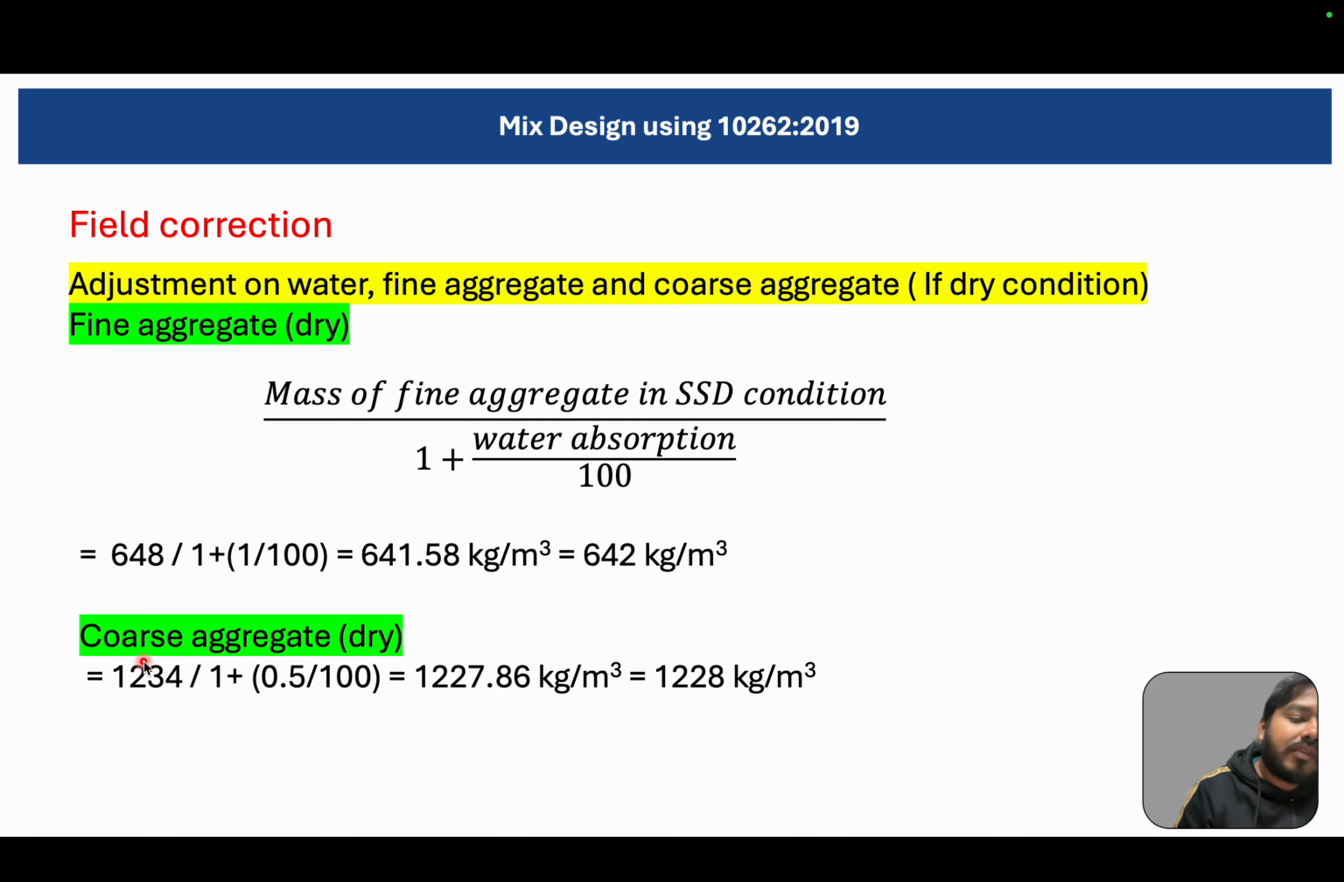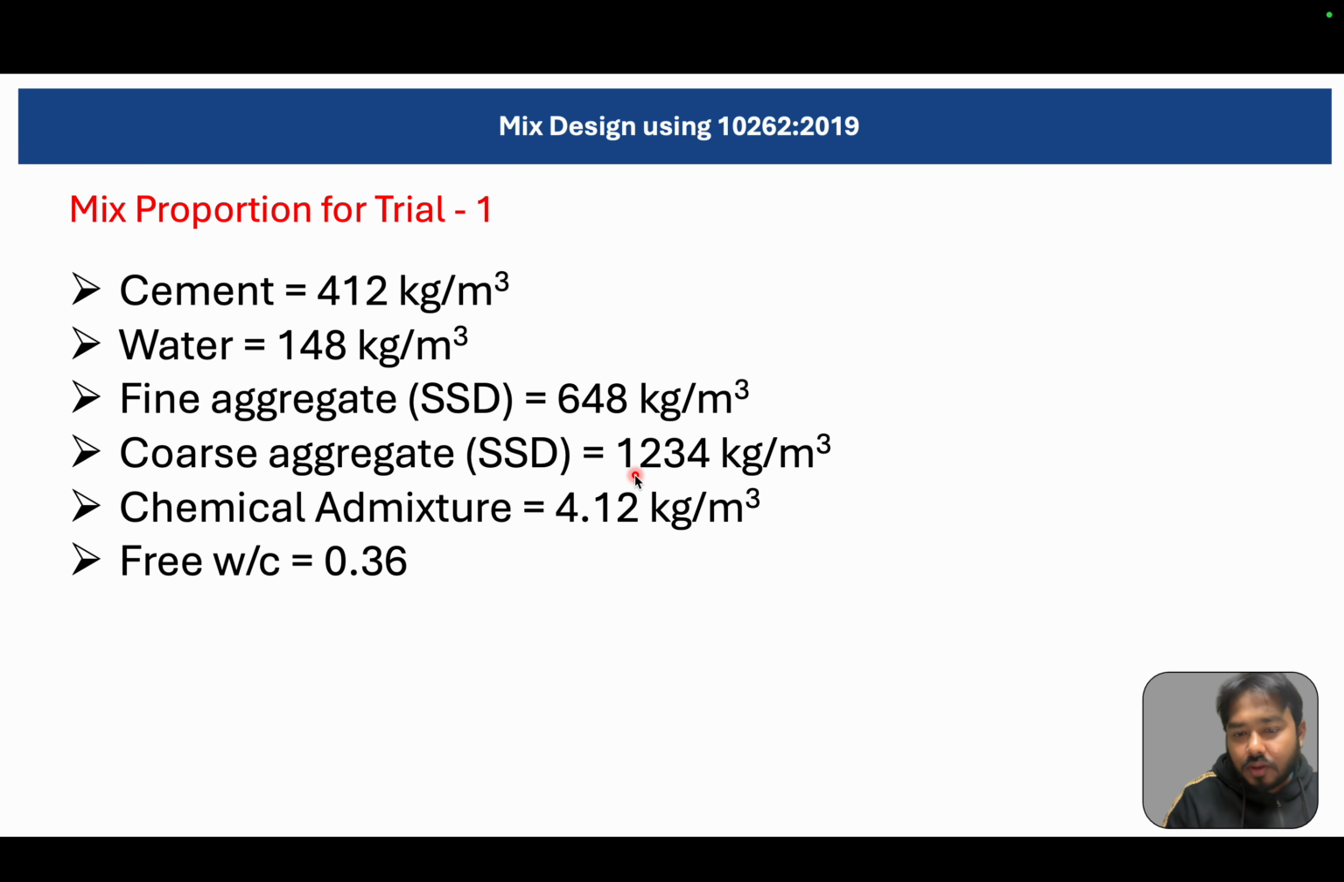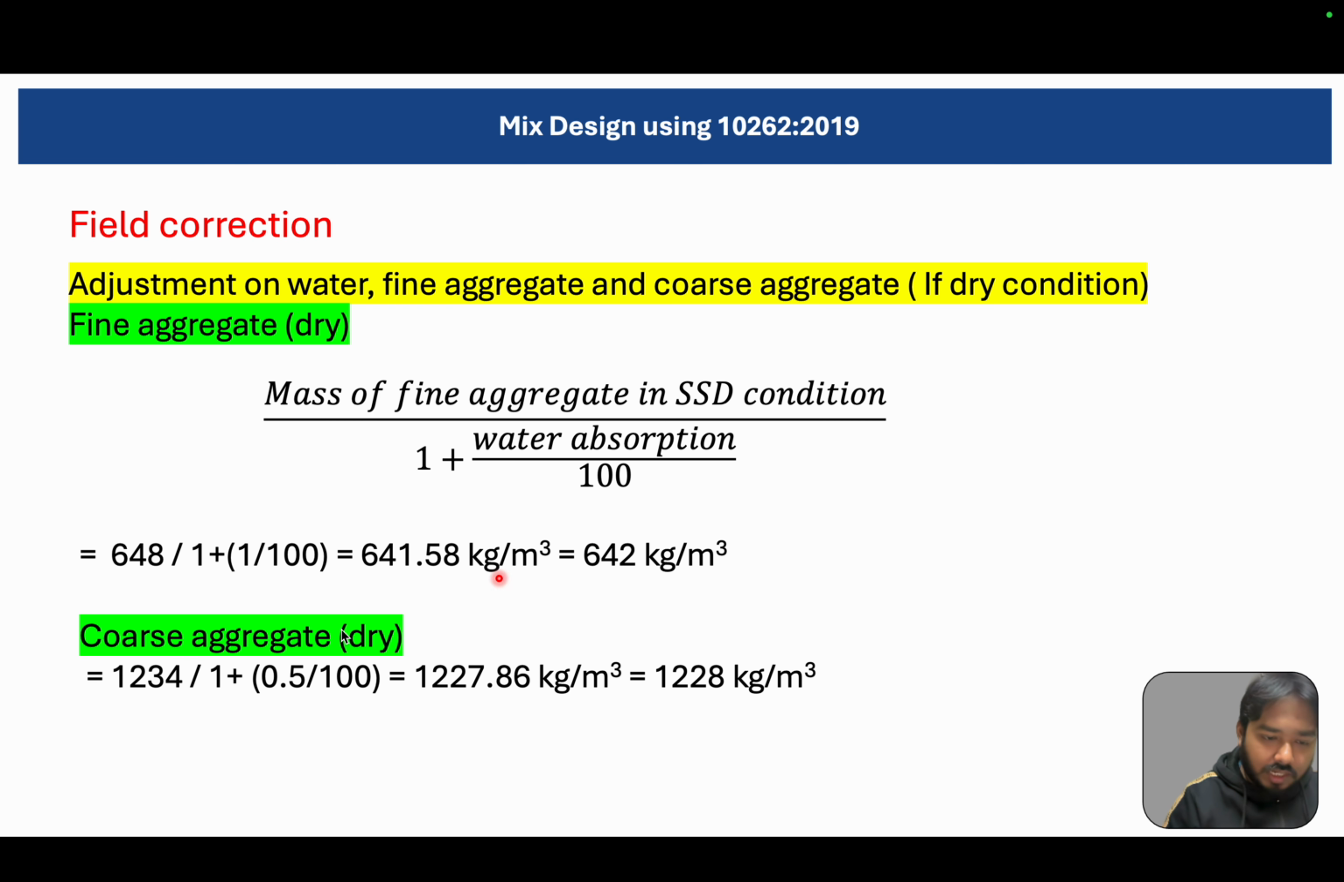Similarly, we have to calculate for the coarse aggregate part. The mass of the coarse aggregate in SSD condition divided by 1 plus water absorption divided by 100. The mass of coarse aggregate in SSD is 1234 kg per meter cube. So 1234 divided by 1 plus the water absorption for coarse aggregate, 0.5%, so 0.5 divided by 100. You are getting 1227.86 kg per meter cube. That means 1228 kg per meter cube.